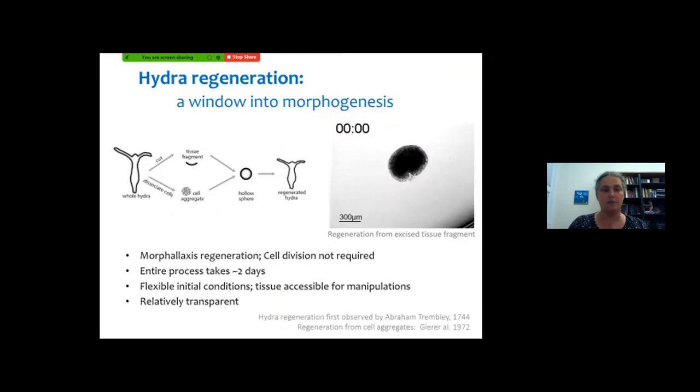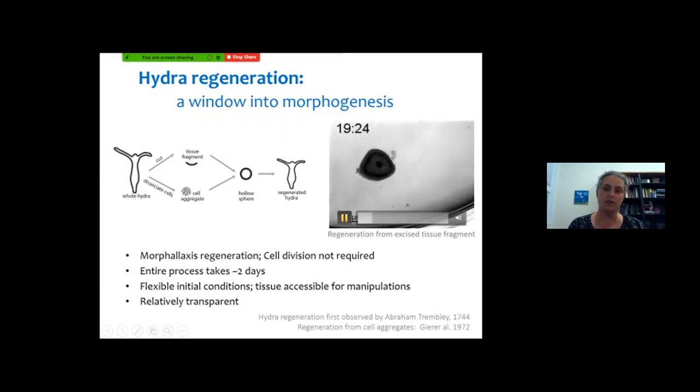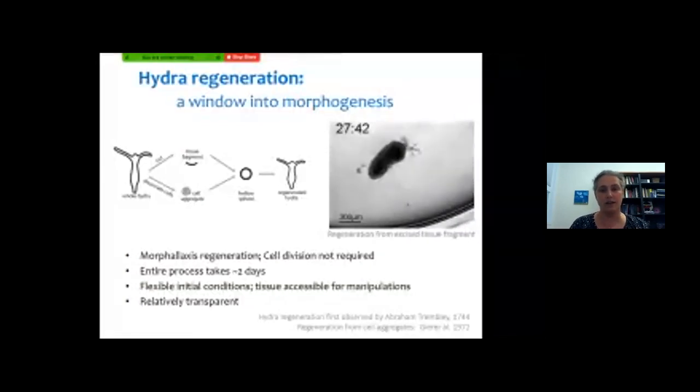So you can excise a small piece of tissue, only a few percent of the whole body, or dissociate cells completely, and these will form a hollow spheroid, which will regenerate into a full animal within a couple of days. You can see this process in this movie here. So what you're seeing is a hollow spheroid that's formed from an excised tissue piece that regenerates over the course of less than 2 days to form this small animal.